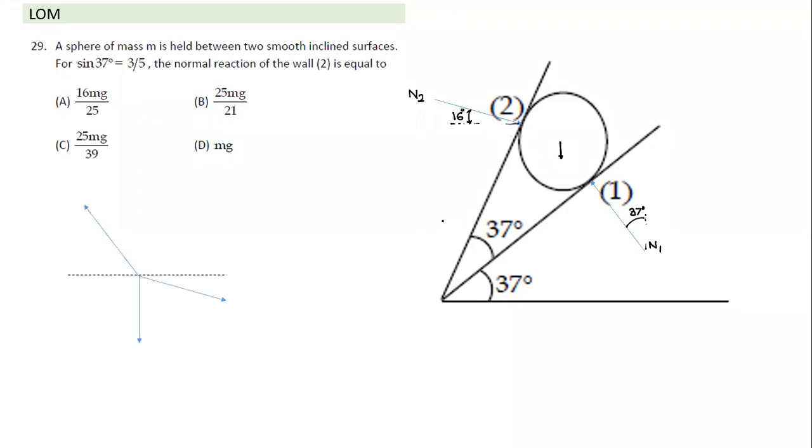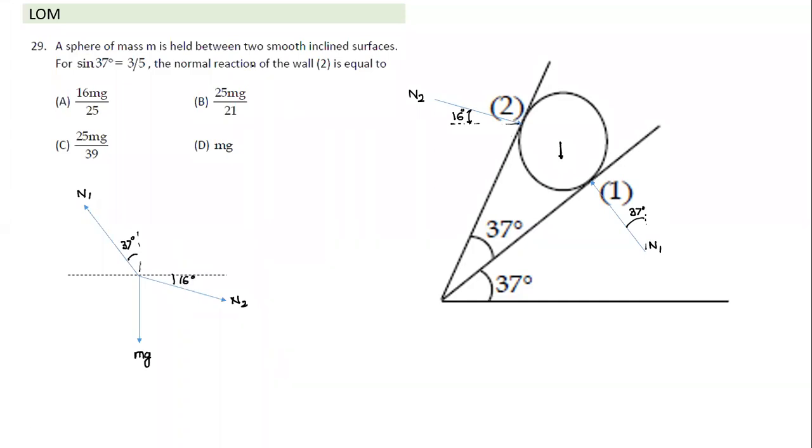So let's represent these three forces. This is the mg force. This is my N1 reaction. Sorry, this one is my N2 here. I have put all the tails together at the origin. And this is N1 here. Let me mark the angles also. N1 makes an angle of 37 degree from here, and this makes an angle of 16 degree.